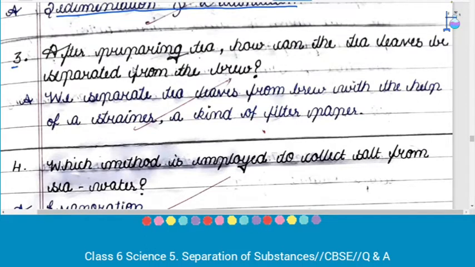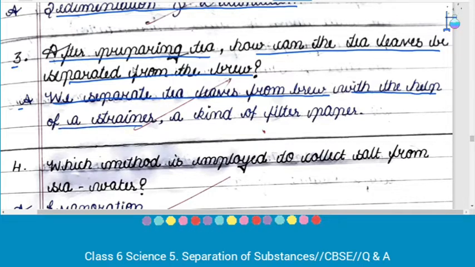Third, after preparing tea, how can the tea leaves be separated from the brew? Answer, we separate tea leaves from brew with the help of a strainer, a kind of filter.